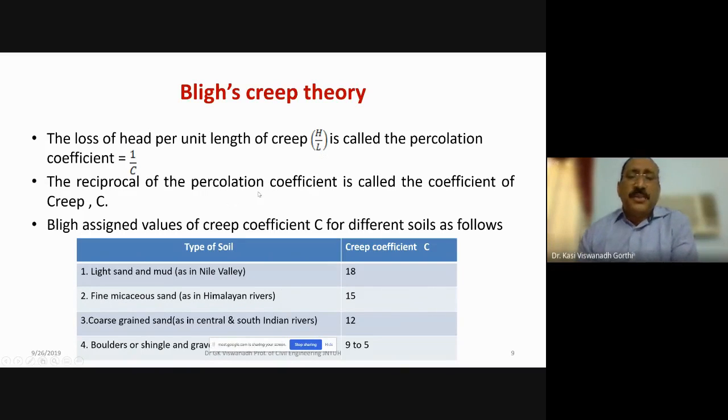The reciprocal of this percolation coefficient is called the coefficient of creep C, and 1 by C is called the percolation coefficient. 1 by C is computed like H by L. Bligh assumed the values of this creep coefficient C for different soils like light sand and mud. The value of C is assumed to be 18 by Bligh. Similarly, fine sand 15, coarse sand 12, and for boulders it is about 9 to 5.